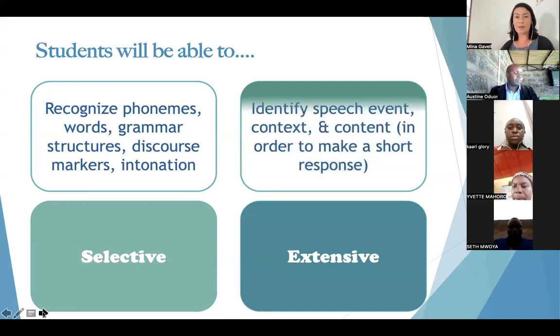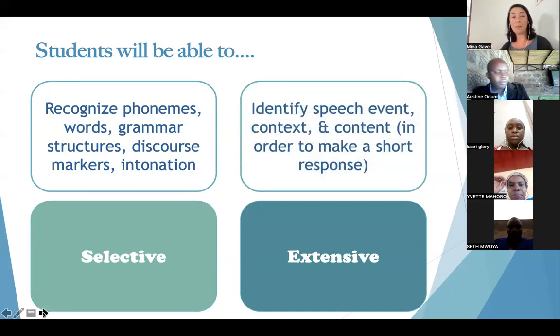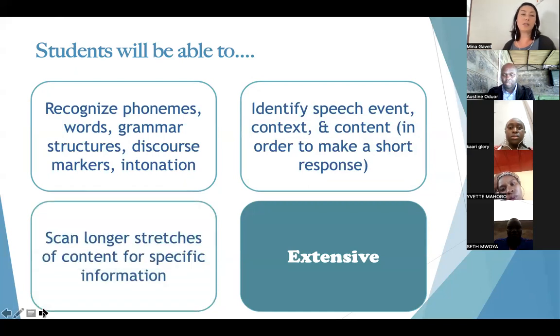Responsive listening is what it sounds like, basically being able to understand what we're hearing in order to make a short response. So in order to do this, students need to be able to identify the speech event, the context, and the content. And we'll talk about that more in a minute. Selective listening is a higher level listening. This is a longer listening, something like a monologue, an announcement, a speech, a lecture. And so they need to scan these longer stretches of content to listen for specific information.